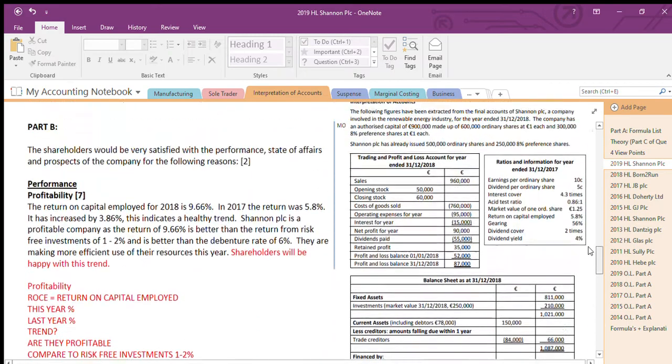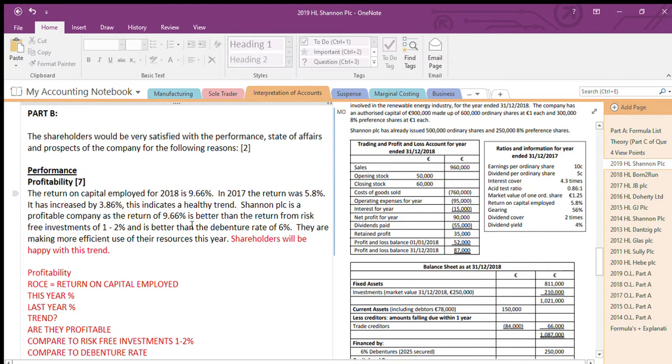What I'm doing here is going to be very similar regardless of what question comes up; most of this will be exactly the same. All I'm doing is stating how the company is doing from a profitability standpoint. This is my formula. This year, last year, the trend: is it going up or is it going down? Are they profitable?